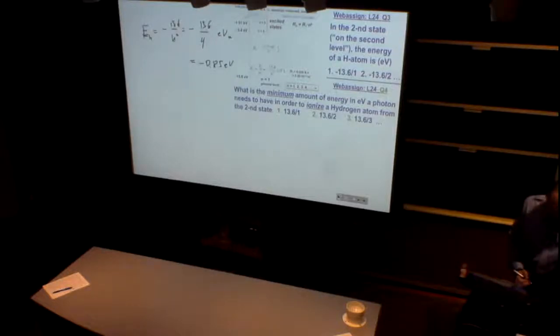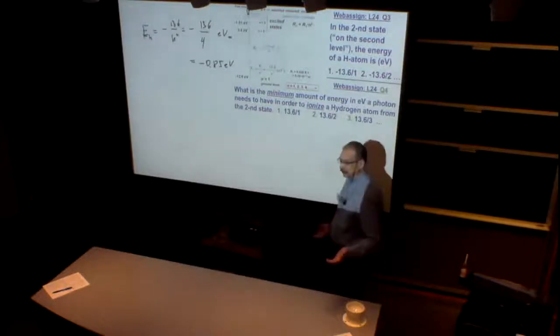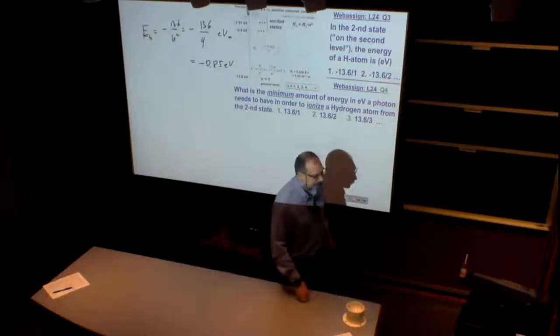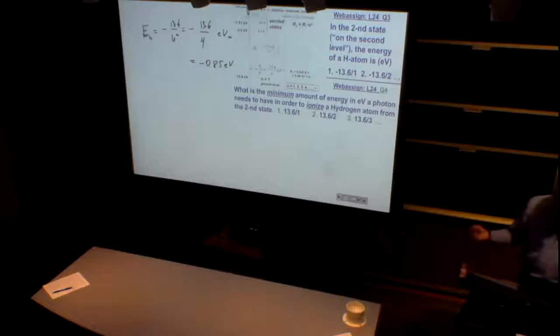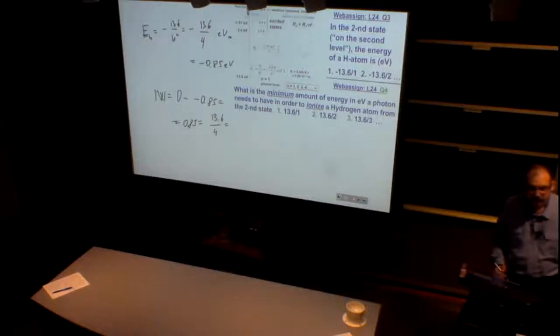Now, if you look at the picture, the highest level is 0, which is natural because all lower levels are negative. So we have to bring an atom from negative energy to zero energy. After that, the electron just flies away. How much energy should we use? Well, this amount of energy. The work we need to do will be equal to 0 minus negative 0.85, which is 0.85, which is, as we know, 13.6 over 4. So again, same answer, number 4.